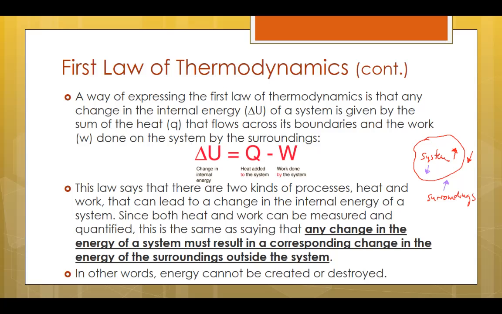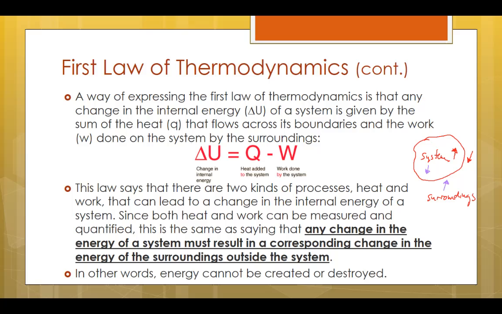And because of the first law of thermodynamics, energy can neither be lost nor created, and therefore simply must be moving from the system to the surroundings to the system, or changing form within one of those two purviews.